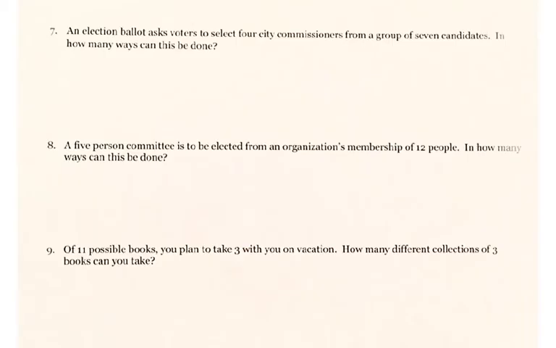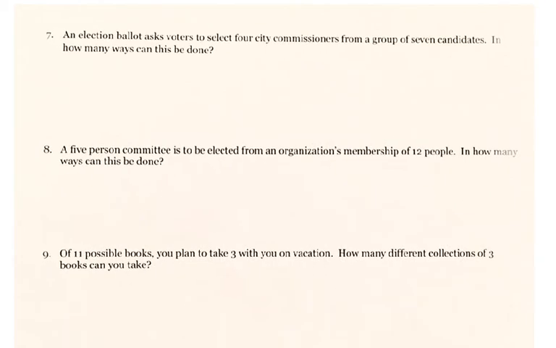We're just going to go over 3 of these next examples. This might help us get a handle on using the combination formula. Right here, we have an election ballot that asks voters to select 4 city commissioners from a group of 7 candidates. And how many different ways can this be done? So here we go. We're asking for 4 city commissioners from a group of 7 candidates. It doesn't matter which 4 they are, they're all getting the same position. And so we start with 7 and we're choosing 4.